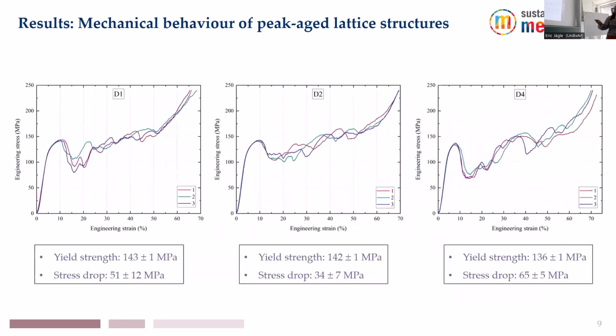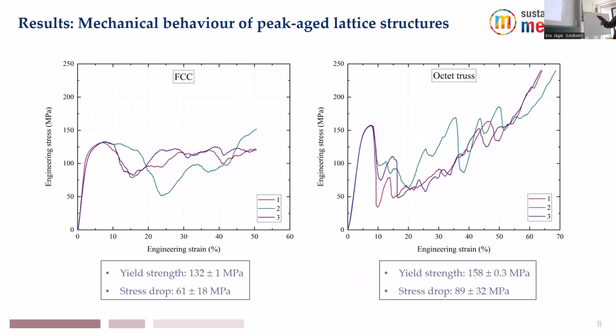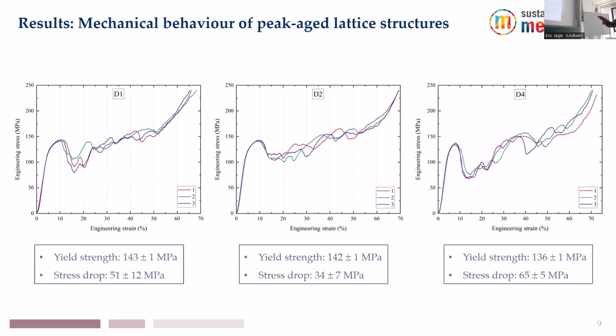Next is D1, D2, and D4. So here, if you see especially the octet truss, you can see that these instabilities are random in the 3 samples. You can see the variation in stress drop here. As opposed to octet, for D1, D2, and D4, you can see that the variation in all three samples is much less. Here you can see the average value of stress drop for each of the three curves. Again, the behavior is stretch dominated, but the randomness and instability is much less.